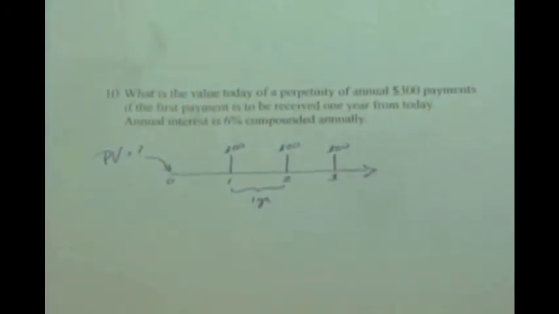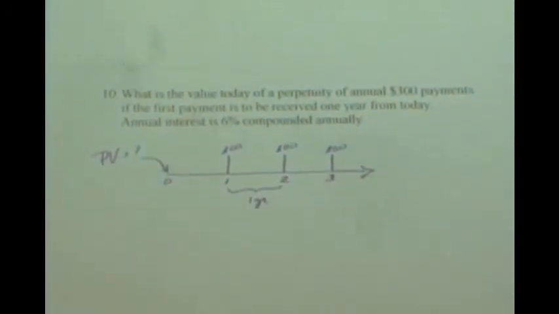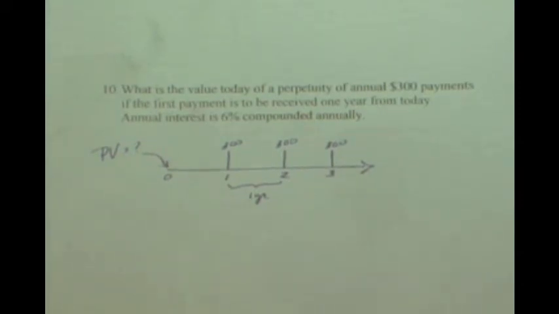The next few questions are about perpetuities. We'll speed through them pretty fast because I think every question is going to be just slightly different from the one before it. And the first one's very straightforward. What's the value today of a perpetuity of annual $300 payments? The first payment is to be received 1 year from now. Interest rate is 6% compounded annually.